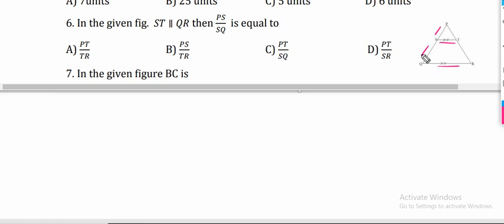If we take a ratio on one side, on this side also we have to take the other ratio. That means here we take this one as the numerator and this one as the denominator. Here also we take this one as the numerator and this one as the denominator. That means PS divided by SQ is equal to PT divided by TR. That means option A is the correct answer. Then we move on to the next question.